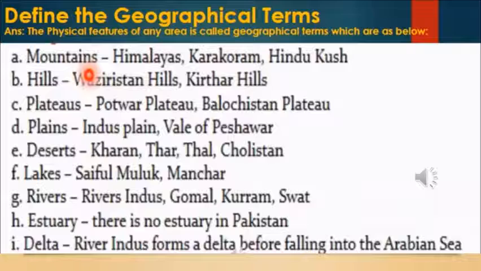For example, mountains, hills, plateaus, plains, deserts, lakes, rivers, estuary, and delta. These are counted as the physical features of the earth, and there are also some examples in front of all the headings. You can see the different names of physical features. For example, mountains in Pakistan: there are different mountains like the Himalayas, Karakoram, Hindu Kush. So these are mountain examples. Similarly, there are the following headings like hills, which have different examples. Now let's move to the next slide to understand more about the physical features.